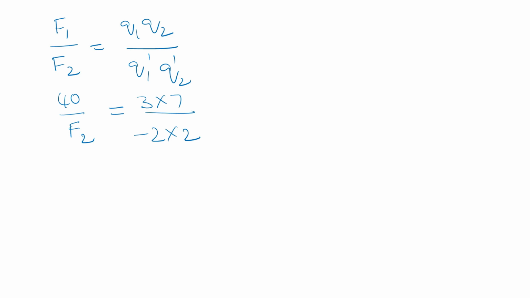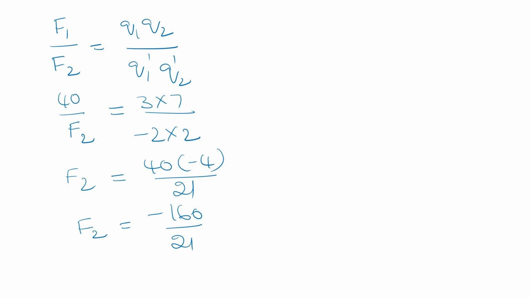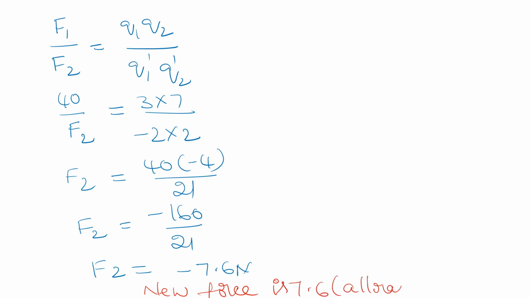So 2 into 2 is 4. Taking cross multiplication, F2 is equal to 40 into minus 4 by 7 into 3, which is 21. So F2 is equal to minus 160 by 21. So this becomes minus 7.6 newtons. So the new force is 7.6 newtons. This is an attractive force.